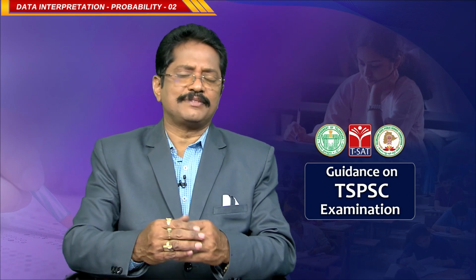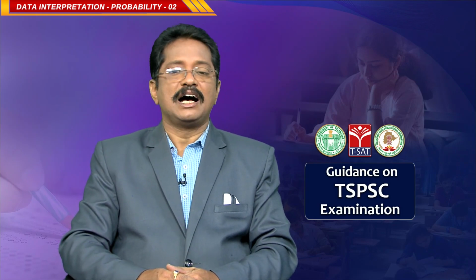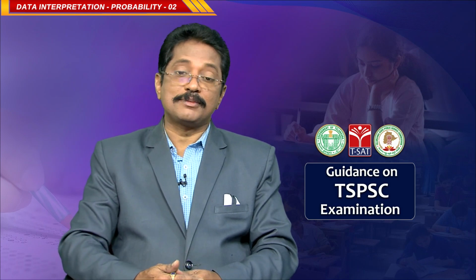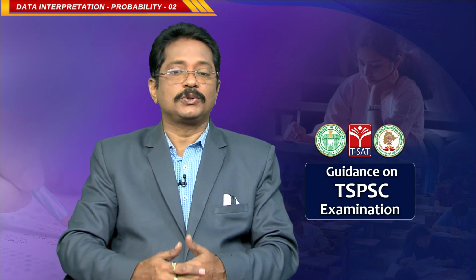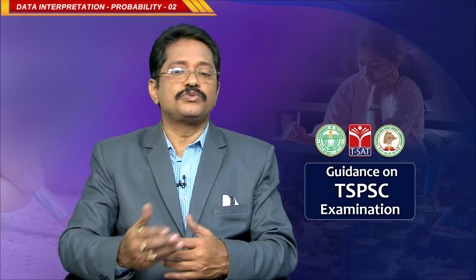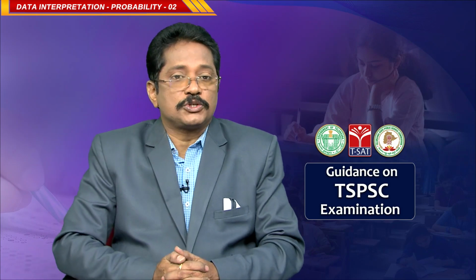Probability is very simple, there is only one formula. The probability of an event is the ratio of the number of favorable outcomes to the total outcomes. Clear? So, probability means favorable outcomes by total outcomes. Now, we will see this question here.